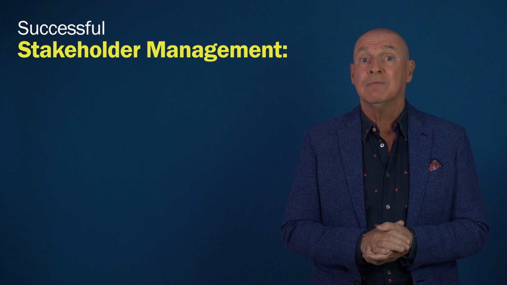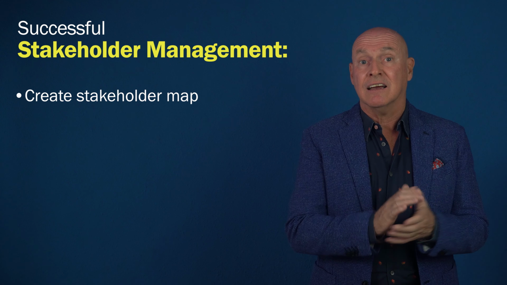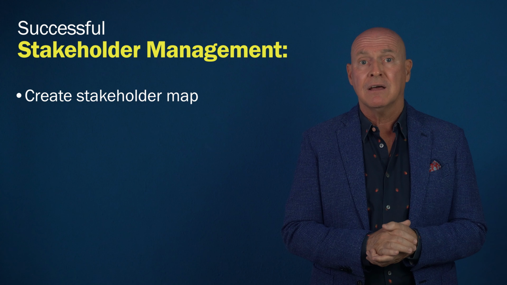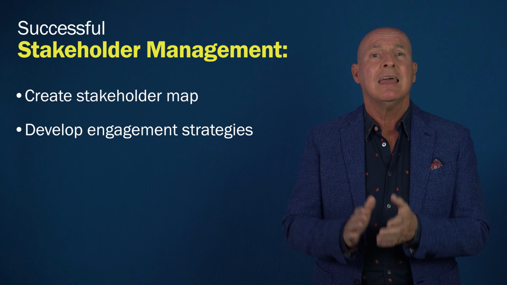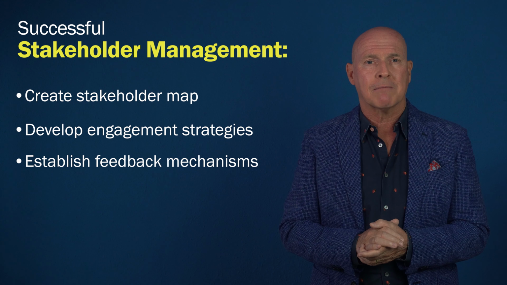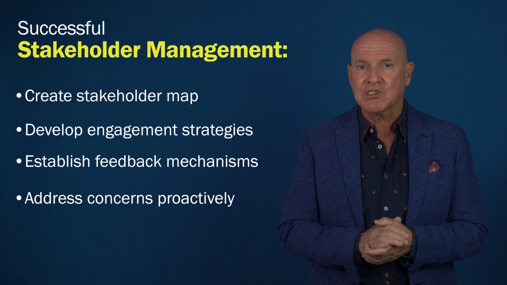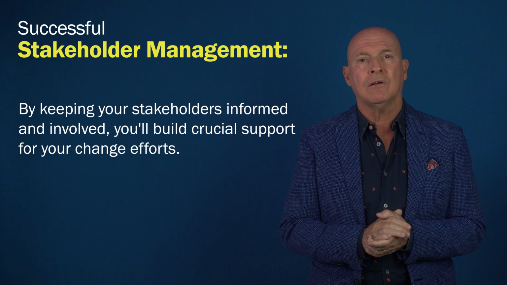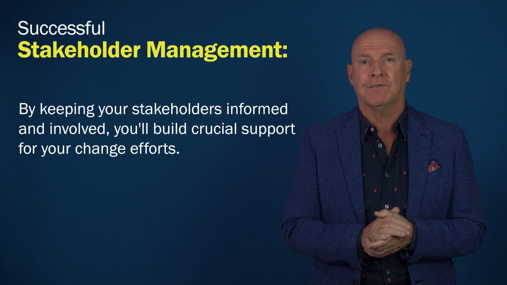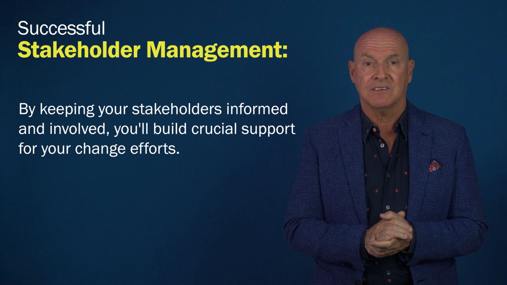Key steps for successful stakeholder management include creating a comprehensive stakeholder map, developing tailored engagement strategies for each group, establishing regular feedback mechanisms, and being prepared to address concerns proactively. By keeping your stakeholders informed and involved, you'll build crucial support for your change efforts.